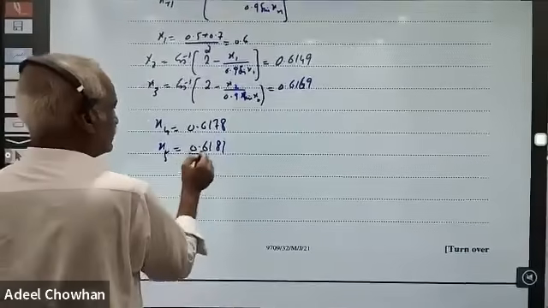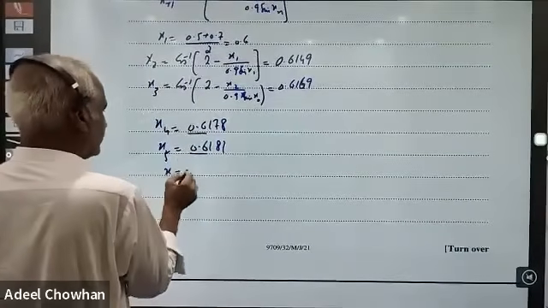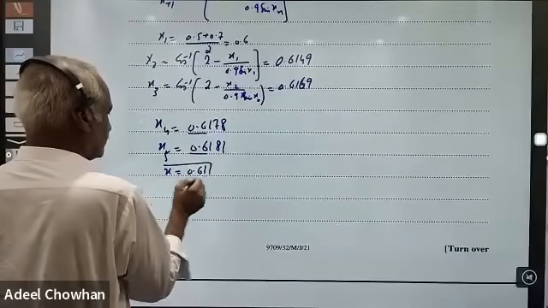Because 2 decimal places are required, the X value is equal to 0.61.